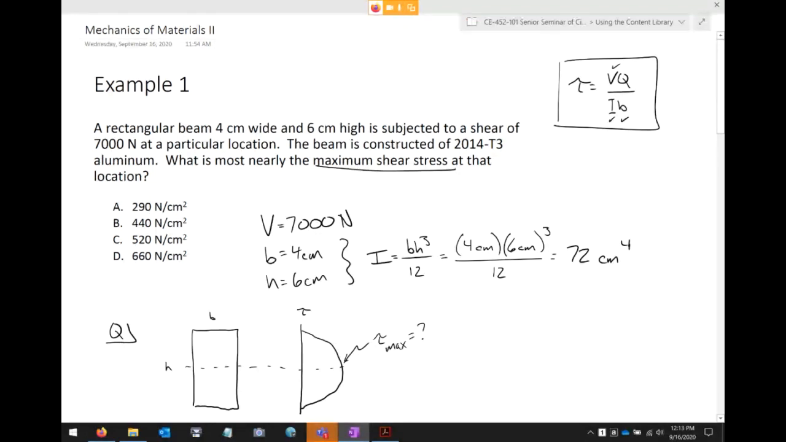Okay, so that means I need to determine Q at this region in the beam. I need to determine Q for basically this region. Now, Q is a first moment of area. What do I mean by moment? Moment is defined as a quantity times a moment arm, right? So if we're talking about a moment of a force, it's a force times distance. If we're talking about a moment of an area, it's an area times a distance. So, here we go. What is the area of this shaded region? Well, it's B times H over 2.